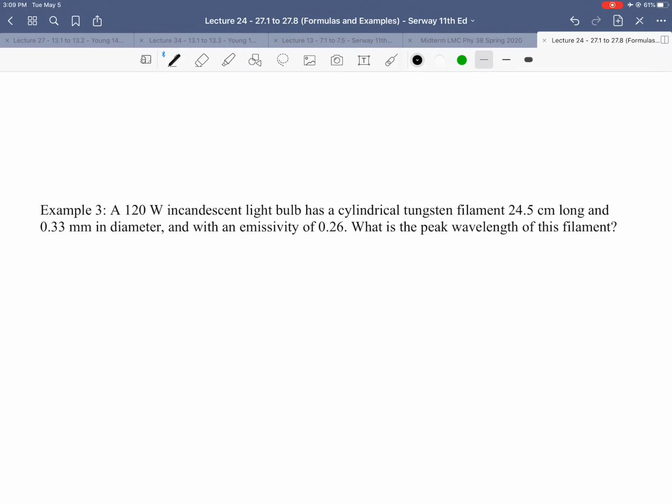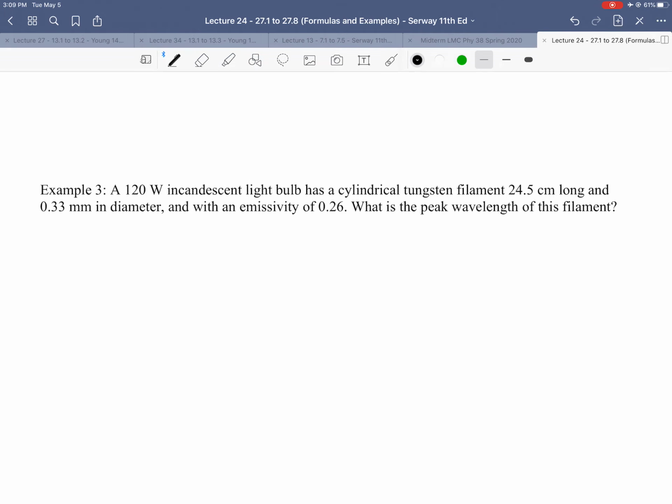But now let's look at example 3, which has a little bit of extra information, things that we've seen way back earlier in a previous semester. Okay, so a 120 watt incandescent light bulb has a cylindrical tungsten filament 24.5 centimeters long and 0.33 millimeters in diameter with an emissivity of 0.26. The question is, what is the peak wavelength of this filament?